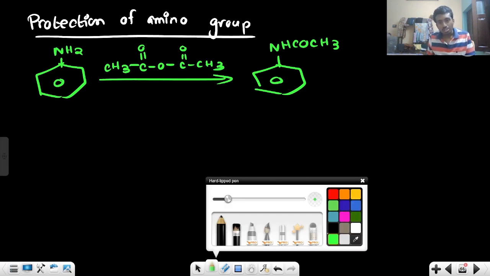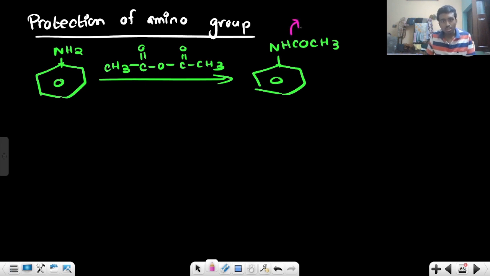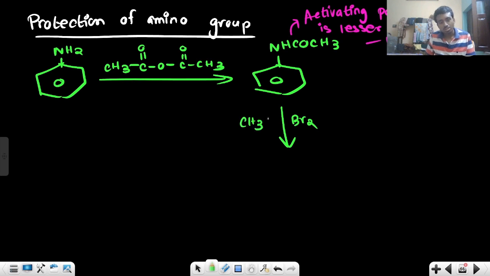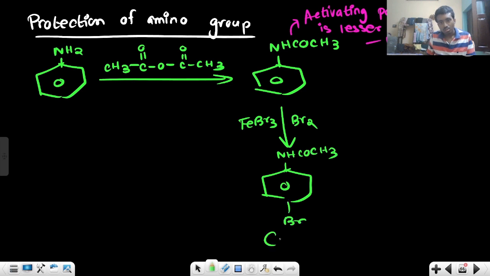Now this compound, NHCOCH3, its activating power is comparatively lesser than NH2. Now to this compound I will give Br2 in presence of CH3COOH, or I can give it in presence of FeBr3 as well, no problem with that. The product that I will get is NHCOCH3 with Br, that will be the major product, plus NHCOCH3 with Br for the minor product.